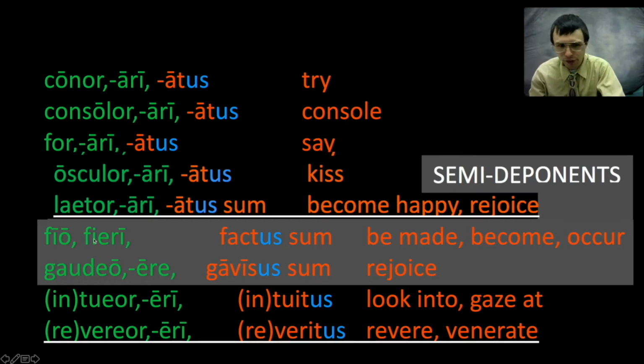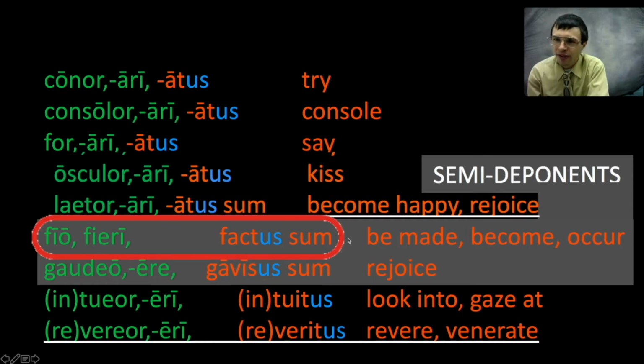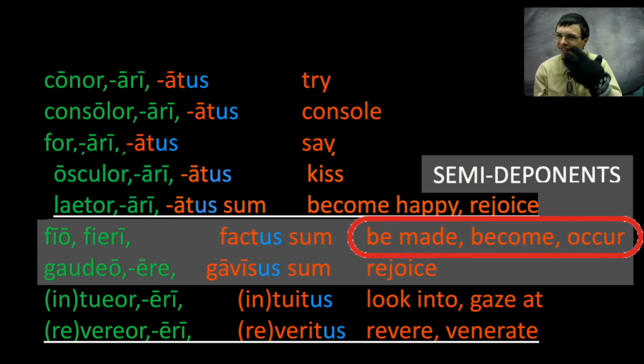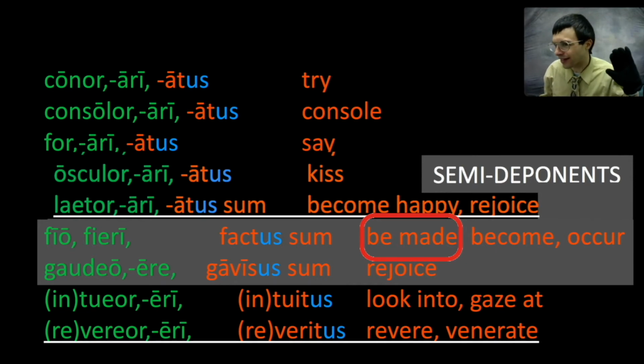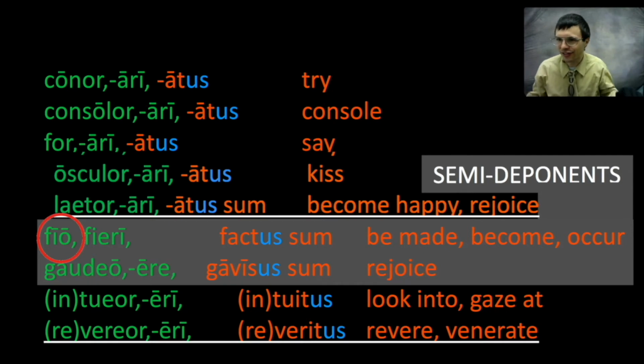So fio, fieri, factus sum is a semi-deponent, not only because it has both kinds of forms, but also because it has this meaning that's like halfway in between active and passive. You didn't occur actively, like you didn't choose to do it, and you weren't made passively, because it's not totally facior. It's just like become, which means something happened to me, but I didn't do it. Like it's passive, but there was no agent.